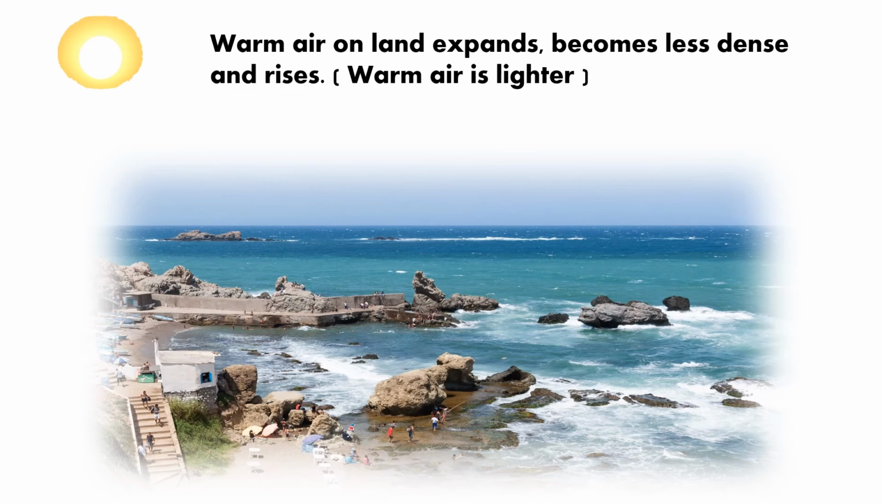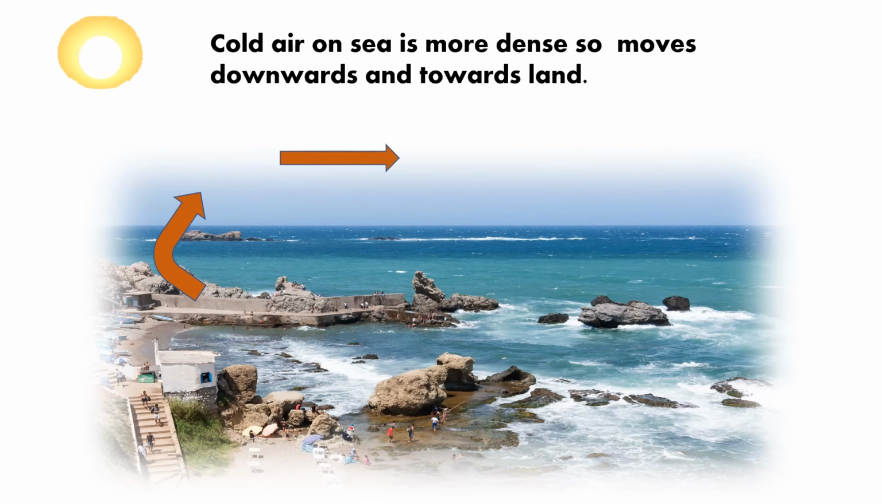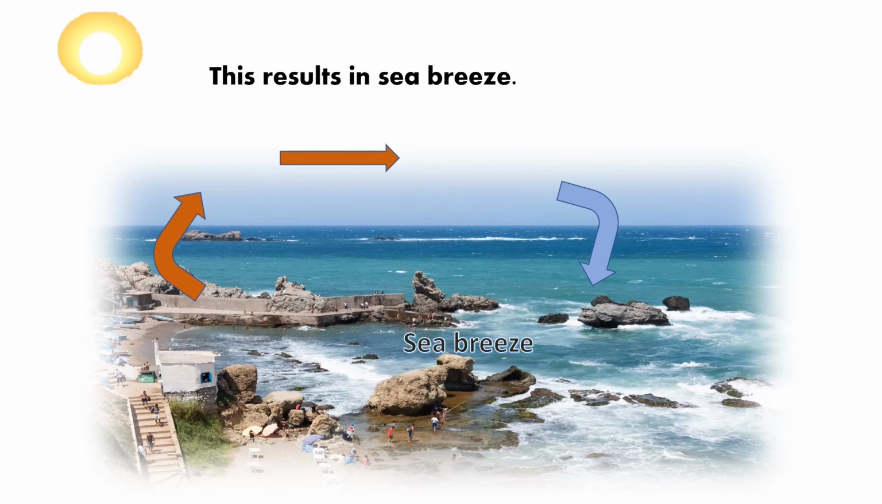Warm air on land expands, becomes less dense and rises. Colder air on sea is more dense, so moves downwards and towards land. This results in sea breeze.